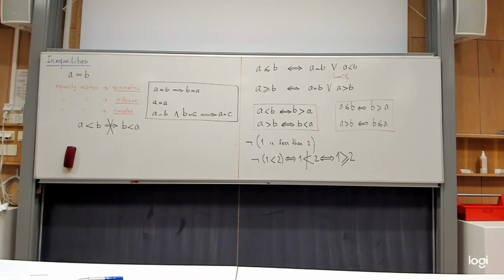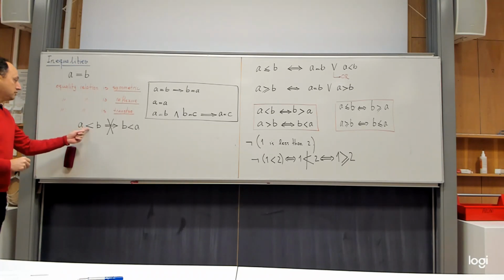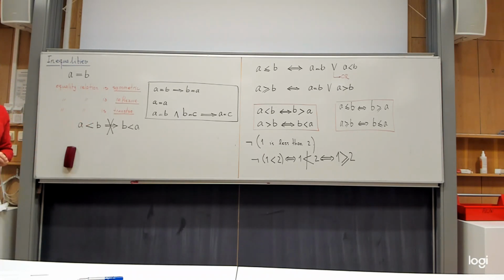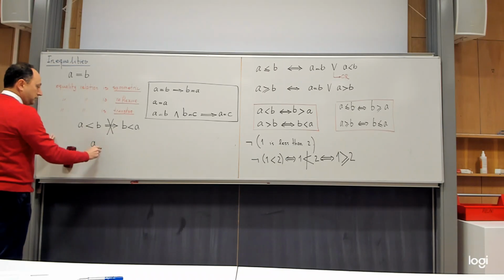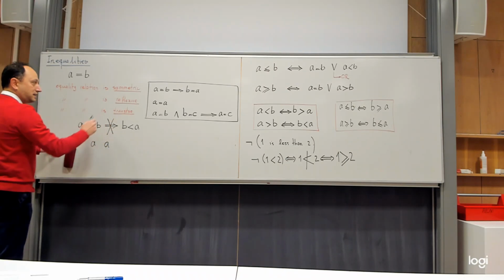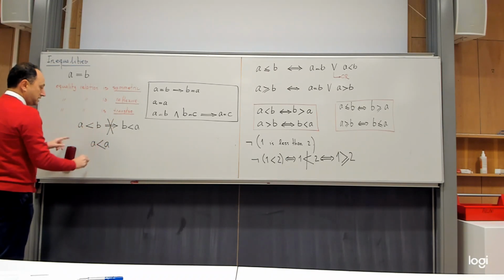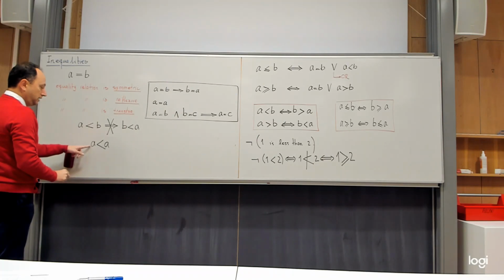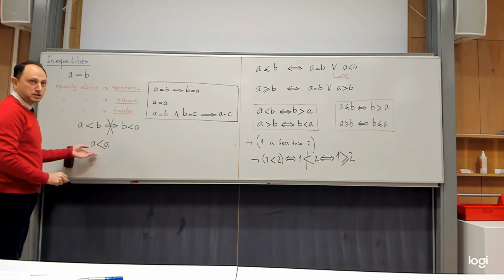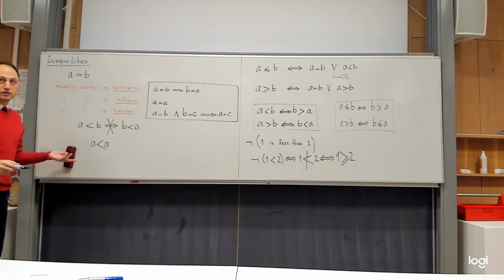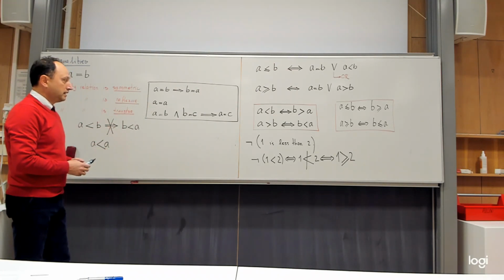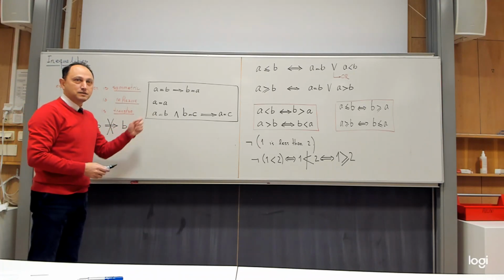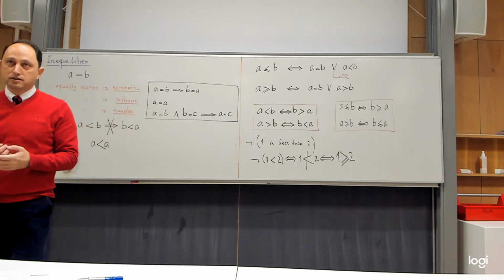But now let me ask you, do you think this relation is reflexive? Because if it is going to be reflexive, it means that any number with itself should satisfy the relation. It means that for any number, A should be less than A. But is it true or false? False. So it is not reflexive. But let me look at the last property. Do you think it is transitive or not?